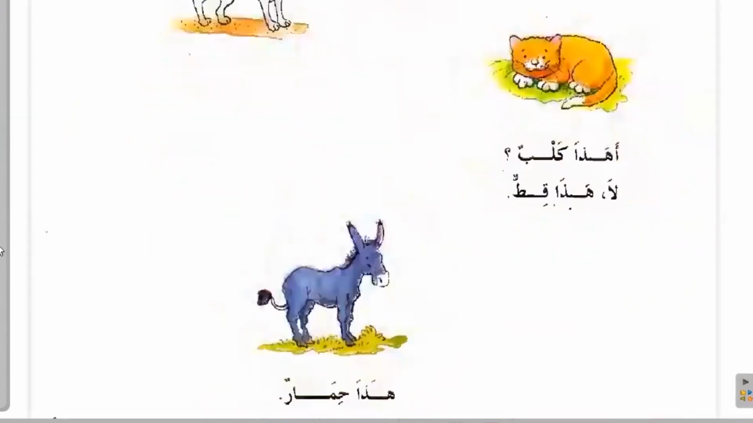So I hope you can see. So here, a haza kelbun, they're asking us a question. Is this a dog? You can see that it is not a dog. So you say, la, no. Haza kittun. This is a cat. Kittun means a cat. La, haza kittun. No, this is a cat.